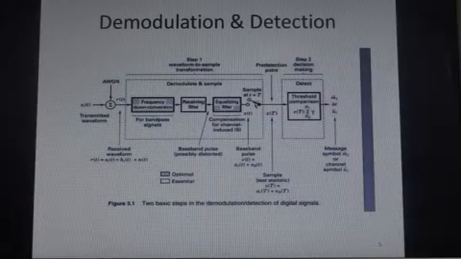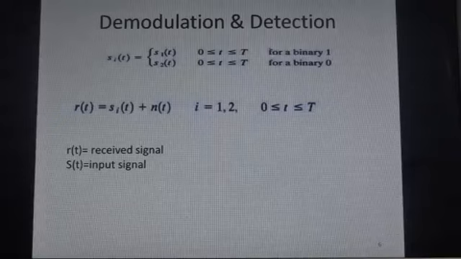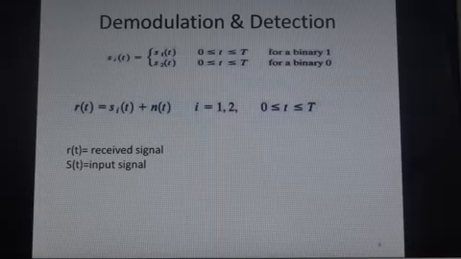Now we will study demodulation and detection. This is a basic block diagram. Si(t) is the transmitted signal, where S1(t) stands for binary 1 and S2(t) stands for binary 0. r(t) is the received signal and n(t) is the noise.